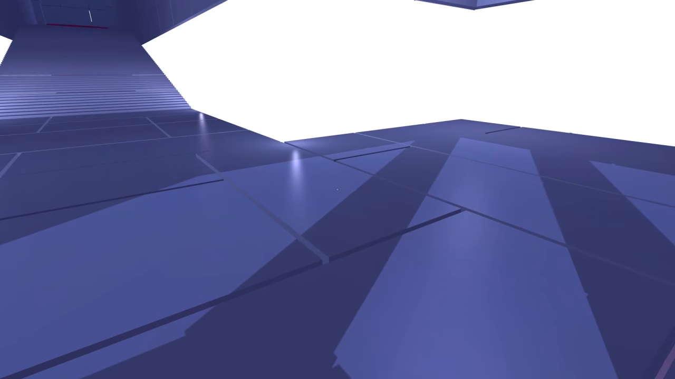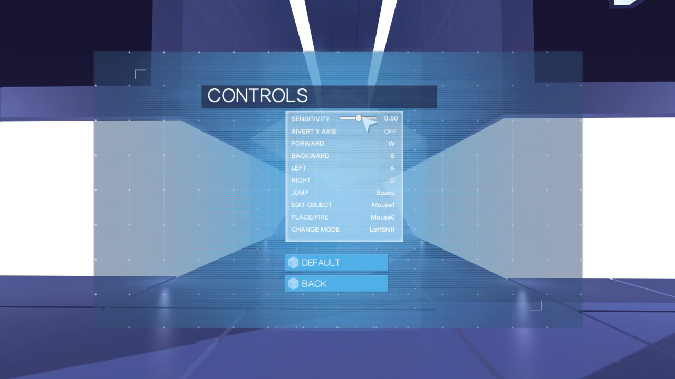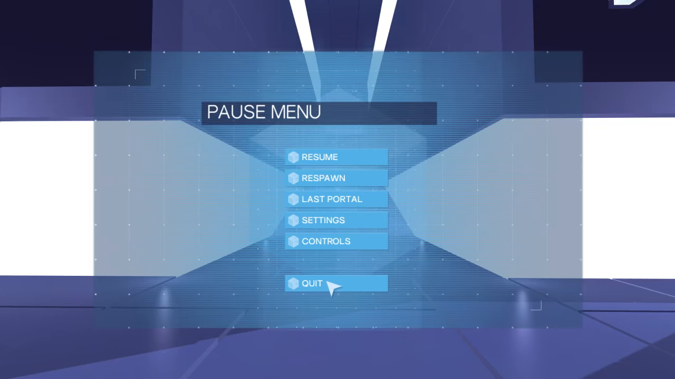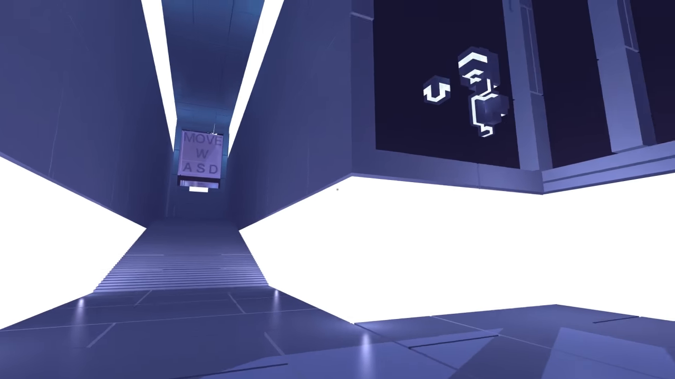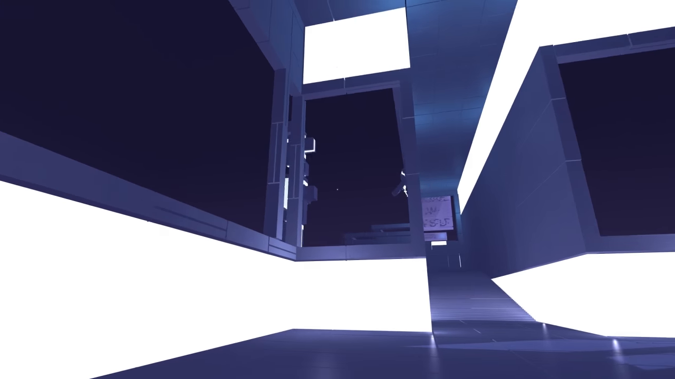Whoa, that is... I'm sorry, that is the most astonishingly slow mouse sensitivity I've ever seen. Let's try that again. There we go. That might be a little high, but it started so low that I was actually kind of taken aback by how little I could move.